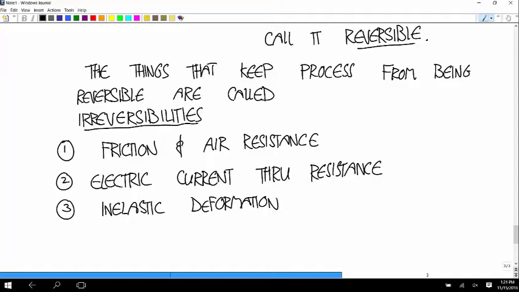Something that's inelastic, something like if you crush a can, an aluminum can, you crush it, remove the load, and it stays crushed. Okay, so the energy that you put into crushing it is gone. That's an irreversibility, and that's why that appears here.